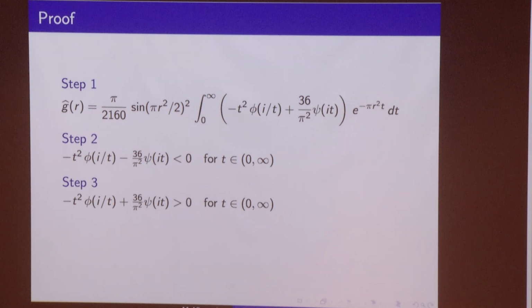Then the next step would be to prove the same inequalities also for the Fourier transform of G. If we change the sign here, then the inequality will change its sign. And finally, the last step is that we have to verify this condition, which also turns out to be not very difficult. Again, we do it just from this representation.